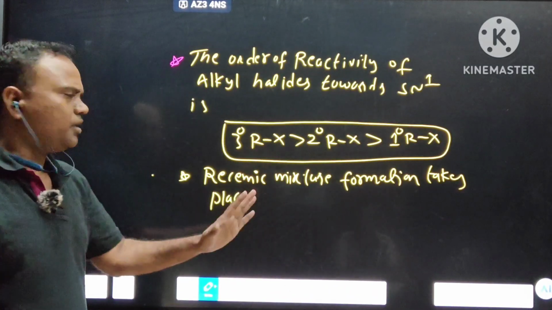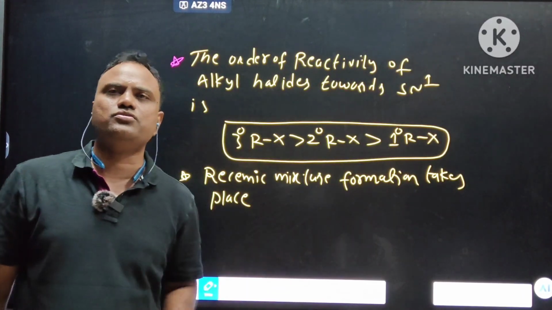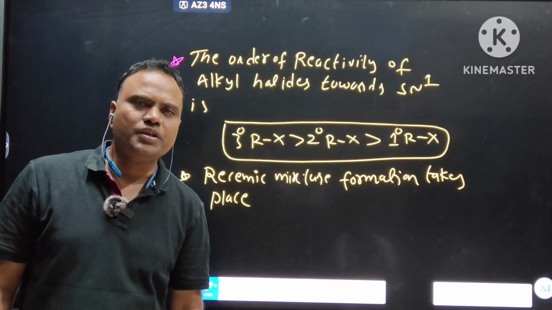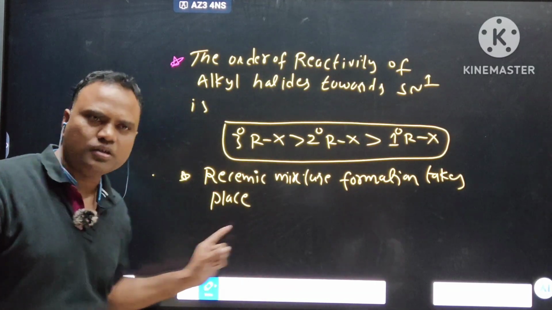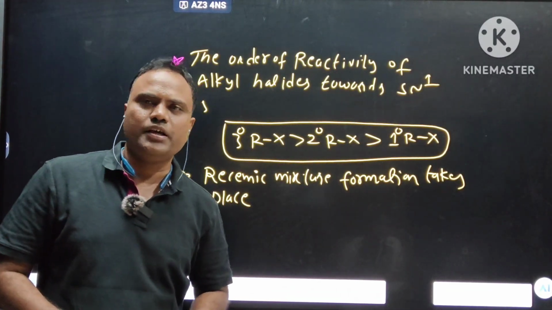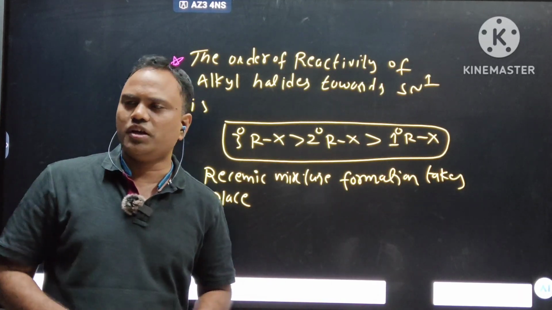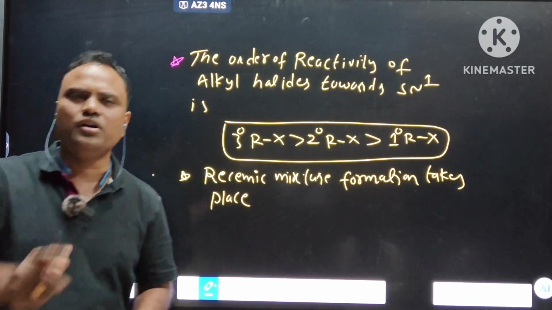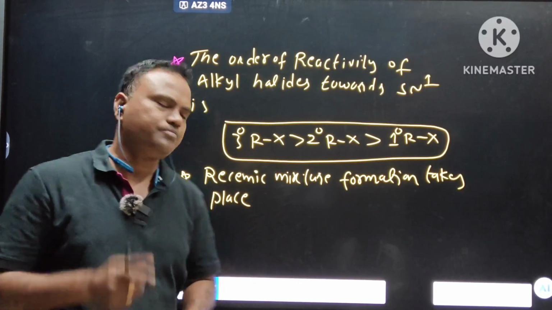Clear? Okay. This is also very, very important. Which of the following is true? Which of the following is false? In SN1, racemic mixture takes place. Correct statement only. In SN1, rate depends on concentration of nucleophile. No, in SN1 rate depends on concentration of alkyl halide only. Theory also very, very important. Clear? Right.